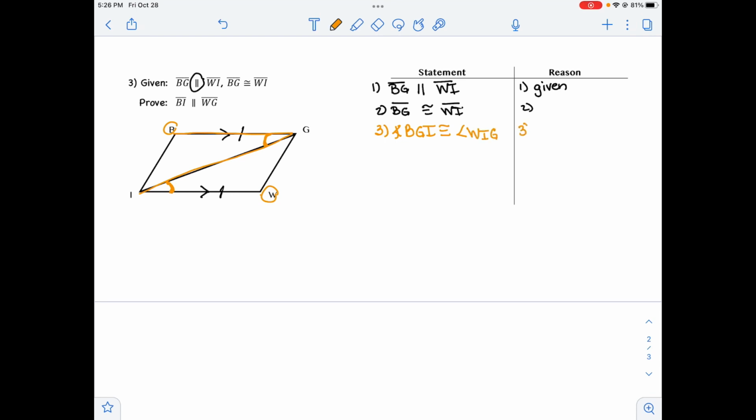And those are congruent because of alternate interior angles. All right, so we've gotten a side taken care of, we've gotten an angle taken care of. Now we've got to figure out another side. Well, notice that because we have that transversal right here in the middle, this is IG. That means that IG or GI is congruent to itself, so it's congruent to GI because of the reflexive property.